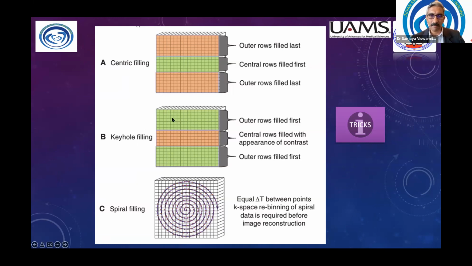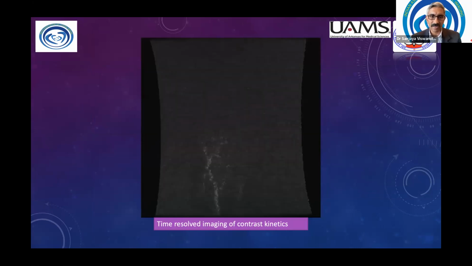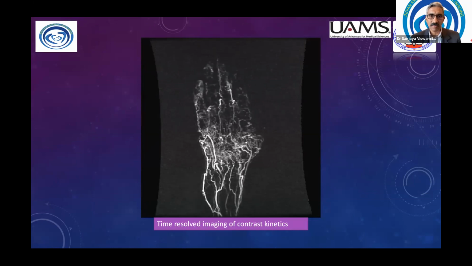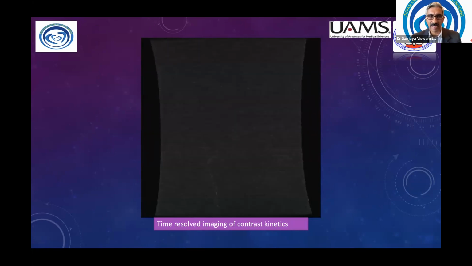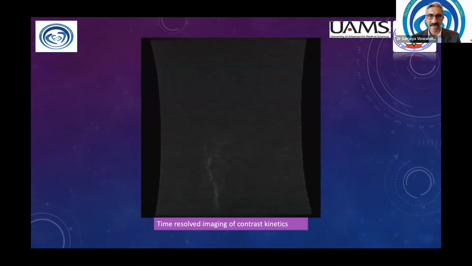So now you have the ability to get images such as this. This is an example of time-resolved imaging contrast kinetics, where in a patient who's got Raynaud's syndrome, you're trying to visualize the blood flow, the gadolinium enhancement in different parts of the hand, and you're able to see it at about 1.2 second, 3 second intervals. So dynamic imaging becomes much more feasible when you use the centric keyhole type of K-space filling and you're sharing the outer data, as long as the image anatomy, the edges, do not change.